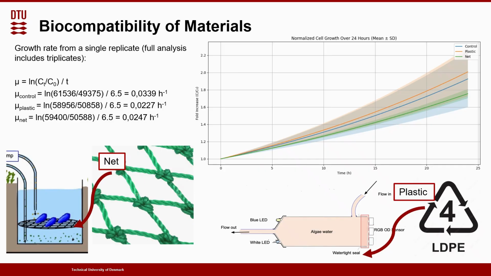The goal was to see if either material affects algal growth. For each condition, control, plastic and net, we measured the initial algal concentration, submerged the material in separate vials, and ran 3 replicates per group. The experiment was intended to run over 24 hours, but due to time constraints, we ran it for 6.5 hours and then projected longer-term growth in the graph.